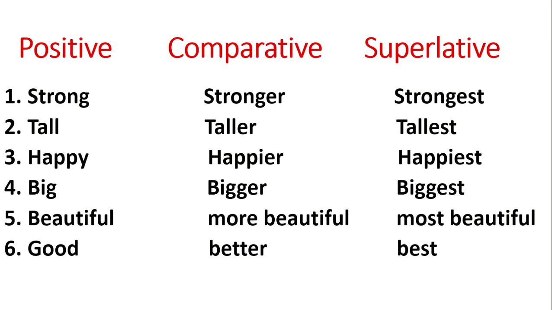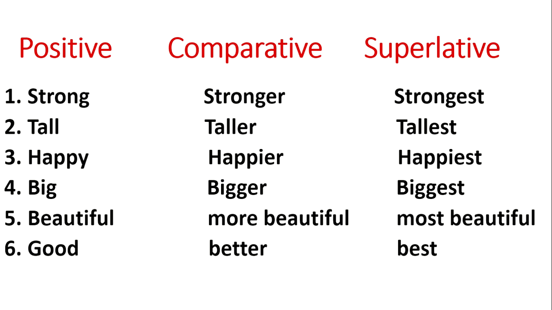Strong, stronger, strongest. Second one, tall. It has only one syllable. Tall, taller, tallest. Third one, happy. It has one syllable. Is that so? It has two syllables, I say. Happy. If the word ends with y, what we have to do is cancel the y and add ier and iest. Happy, happier, happiest. Fourth one, big.